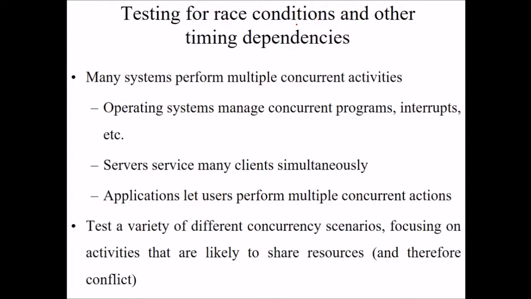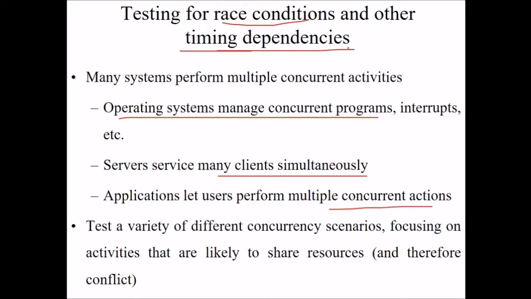Now we have race conditions. How do we test for race conditions and other timing dependencies? Race conditions mean two people have one piece of cake and both want it at the same time. Many systems perform multiple concurrent activities. Operating systems manage concurrent activities, interrupts, etc. A server may serve many clients simultaneously. An application lets users perform multiple concurrent actions. So there is a possibility that race conditions may occur.